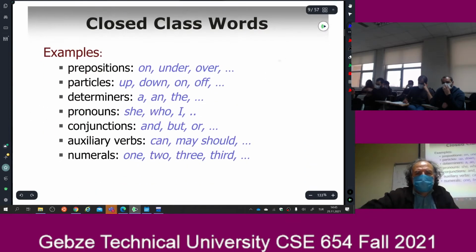Okay, so these are the closed ones: prepositions, particles, determiners, etc. So let me move a little bit fast on this one. Conjunctions, auxiliaries. We have this. No, we don't have it. Maybe we have this one in Turkish, not this one. We have this one. We have this one. Not this one, of course. This one. Okay.